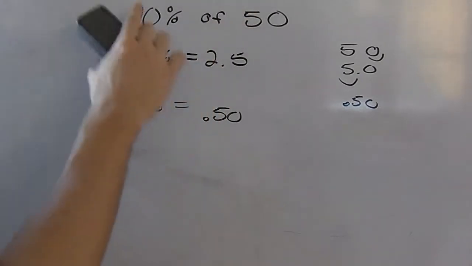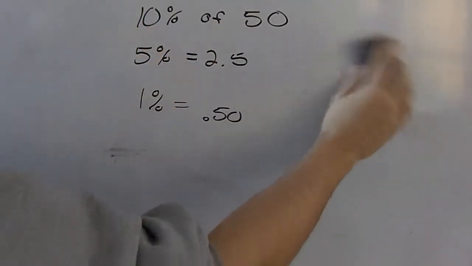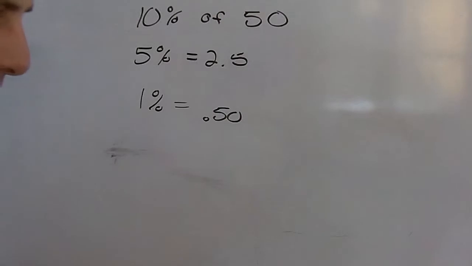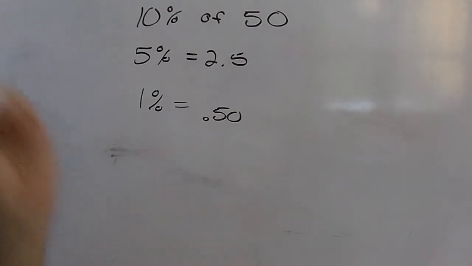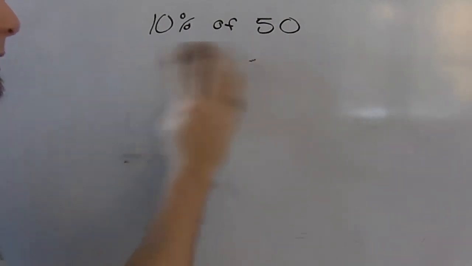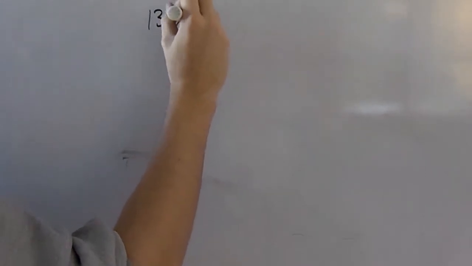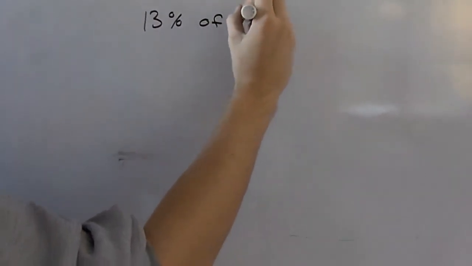So these are going to be really important things to understand. If you can find 10% of something, and you understand how to also get 5% and 1% of something, you can pretty much find any percentage you want of any number. So, for example, let's go with 13% of 50.